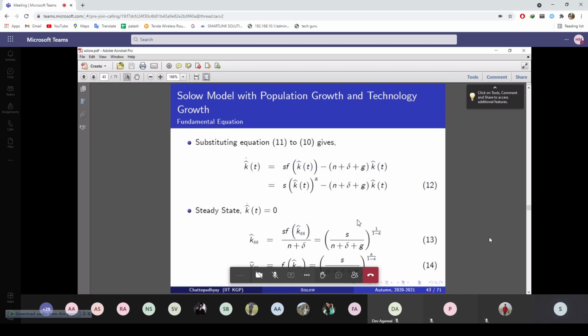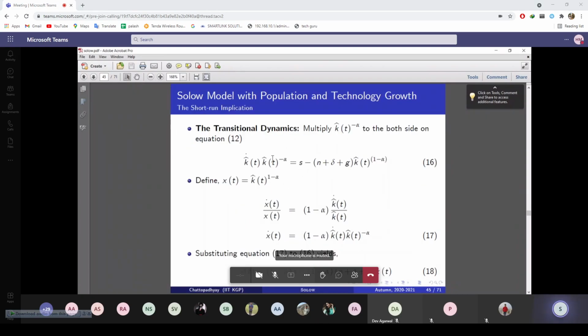is k hat t to the power alpha minus n plus delta plus g k hat t. That is equation number 12. So write it down in your exercise book, and from equation number 12, multiply both sides with k hat t to the power negative alpha. You get equation number 16.